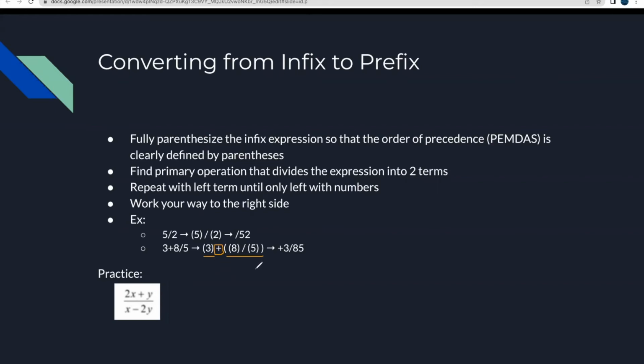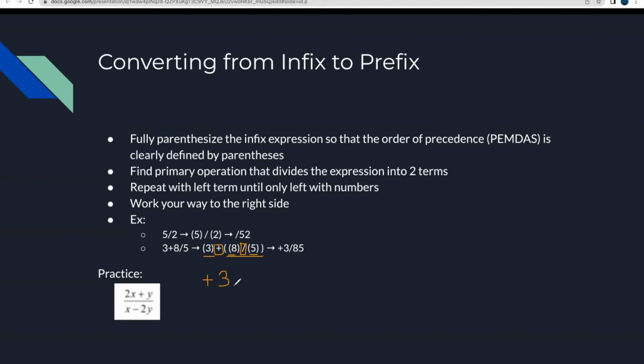So you can think of this as putting it in a queue. You're going to start a new queue here where you start with the plus sign, and then you're going to go to the left. There's only one number here, so we're just going to put that number right here. And then we're going to go to the right term. This right term is not just a simple number, so we have to parenthesize that again. As you can see, it puts this operator in the middle with these two terms.